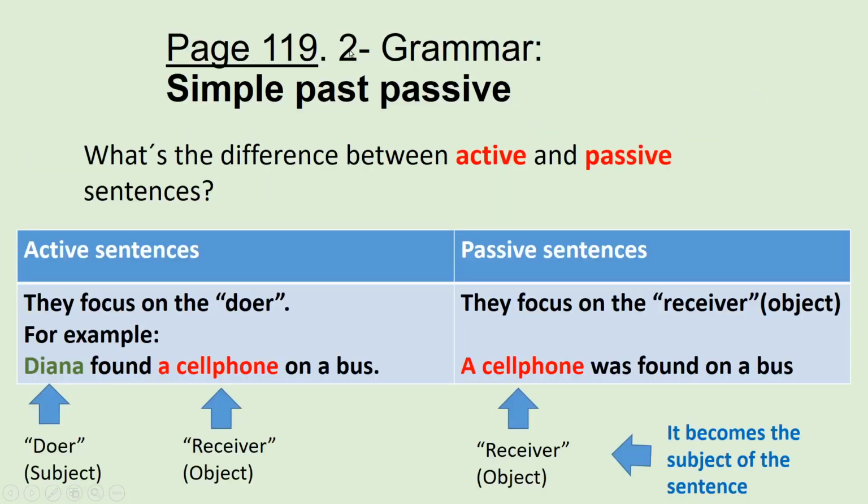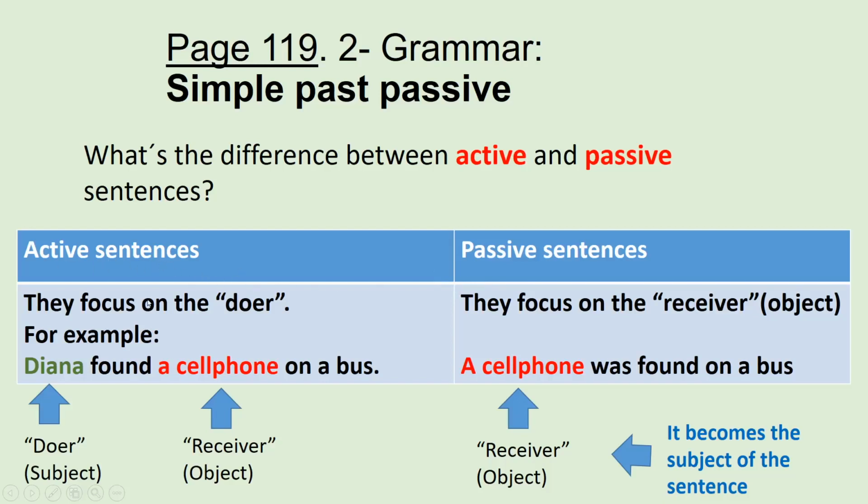You can find it on page 119. It's number 2 grammar, simple past passive. So I have a question for you. What's the difference between active and passive sentences? I made this chart so we can tell the difference.